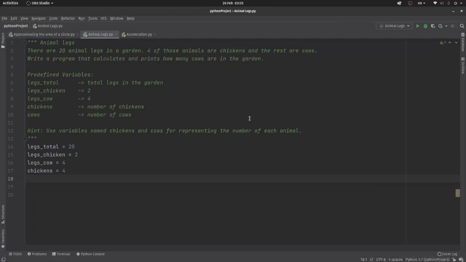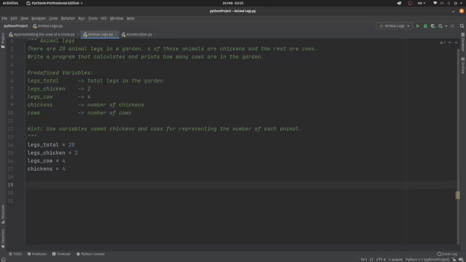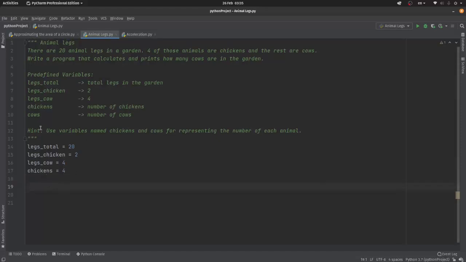Now let's continue with the second question. The title says animal legs. There are 20 animal legs in a garden, and 4 of those animals are chickens and the rest are cows. Write a program that calculates and prints how many cows are in the garden. So I want you to stop the video and think of that solution on your own. Well, here what we need to do is some arithmetic operations. So we're required to find the number of cows, right?